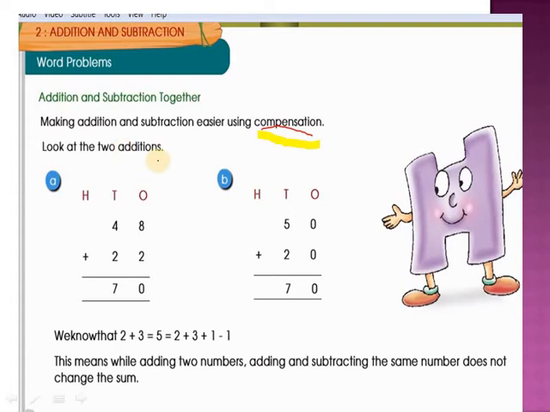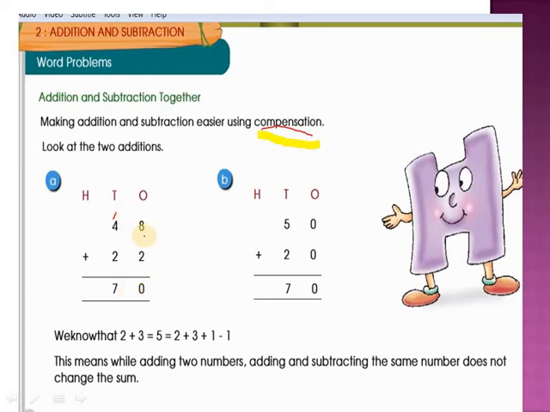Look at the two additions, we are doing addition here. So 1s, 10s, 100s is given, so 48 plus 22. When we add 8 plus 2 is 10. So carry over 1, 10. 4 plus 1 is 5. 5 plus 2 is 7. So we got the answer.